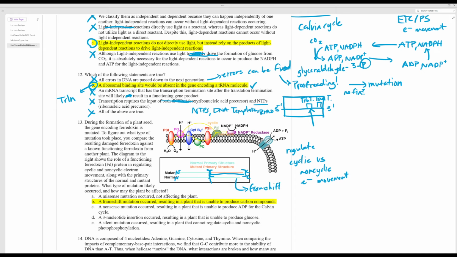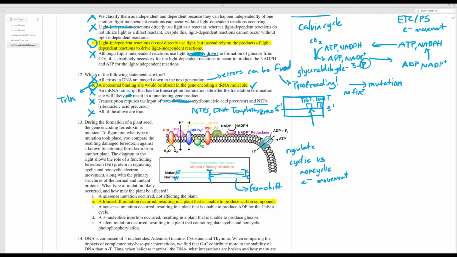Okay. Anyways, a frame shift mutation, right? We're changing what the frame is, the reading frame, and that's causing different nucleotides to be read in a group of three. So, what type of mutation likely occurred? Should be a frame shift, and how may the plant be affected? Well, what do we think? A protein that has half of its primary structure completely different? I'm going to guess this thing is not going to function very well.